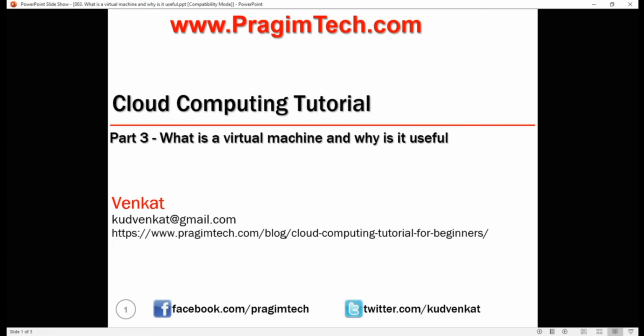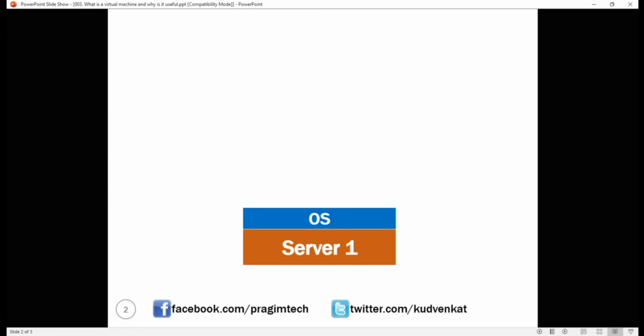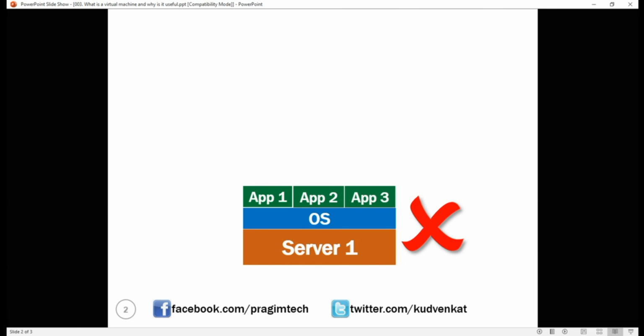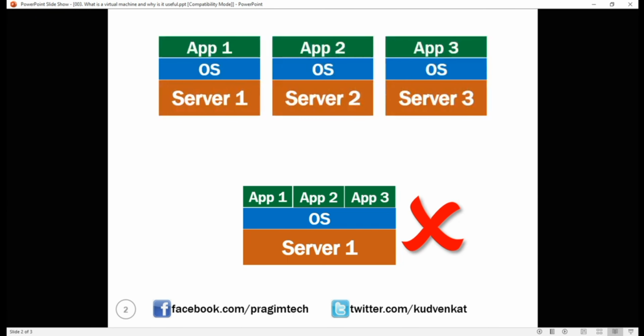This is part 3 of cloud computing tutorial. In this video, we'll discuss what a virtual machine is and its use. We usually cannot install more than one application on a given physical server. We discussed the reasons for this in our previous video. Until virtual machines came into existence, we had a one-to-one mapping between a business application and the physical server upon which it is installed. For example, if there are 3 production apps, 3 physical servers are required. Every time a new application is required, businesses had to procure a new physical server.